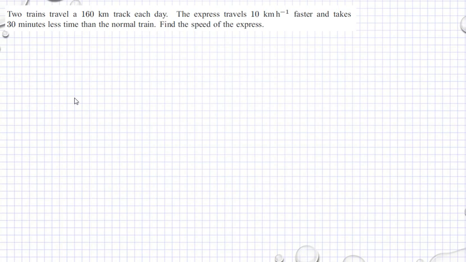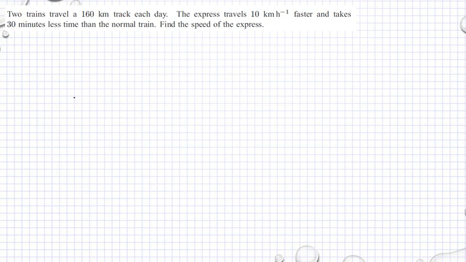Two trains travel a 160-kilometer track each day. The express travels 10 kilometers per hour faster and takes 30 minutes less time than the normal train. Find the speed of the express.